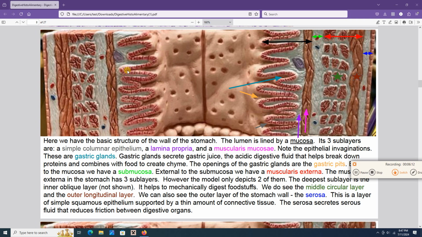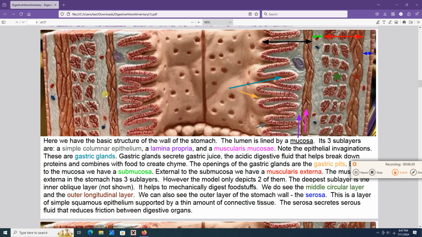Gastric glands make gastric juice, which is that digestive fluid. It's got hydrochloric acid. It's got that protease pepsin that we talked about in lecture. That's coming from the gastric glands. And they make hormones like gastrin and ghrelin as well.